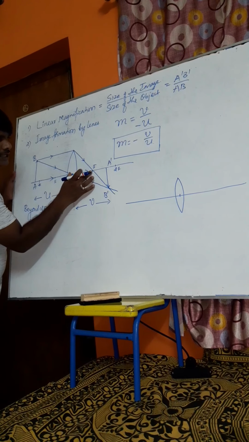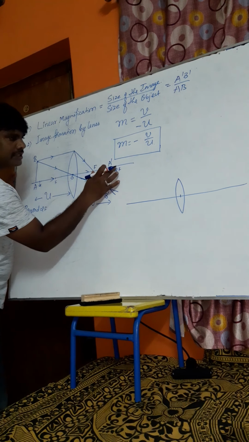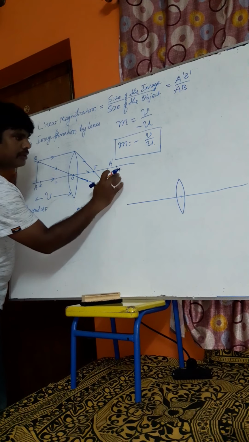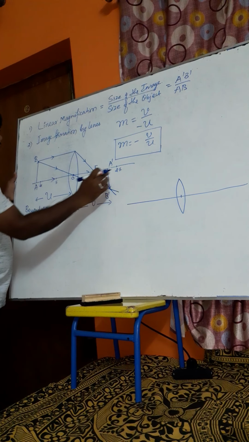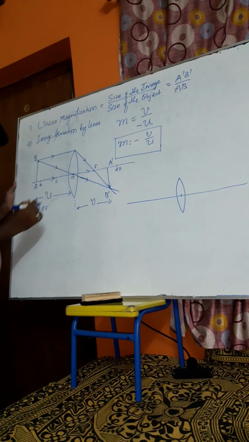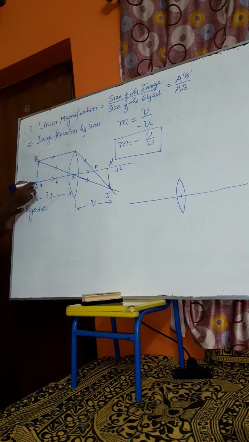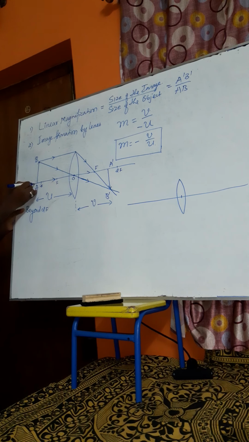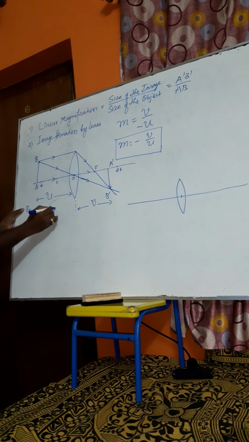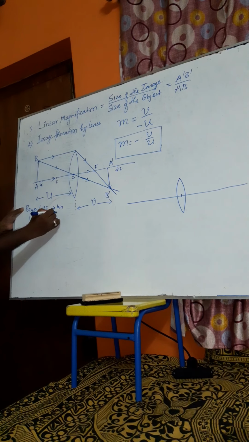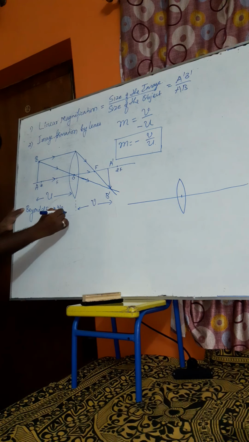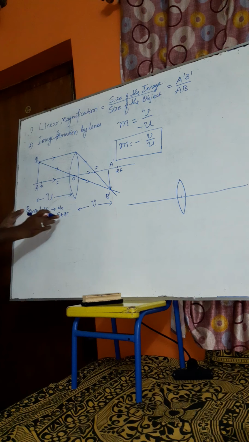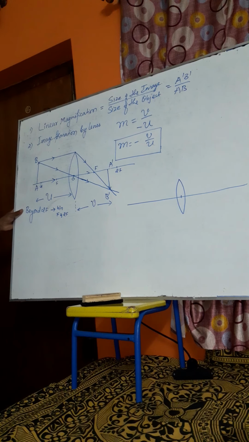Because from here to here it is f. Same distance here also. From here to here becomes 2f. Now the image is formed between f and 2f. So if you place the object behind 2f at finite distance, the image is formed exactly between f and 2f. So this is a very important point for the NEET and CET examination.